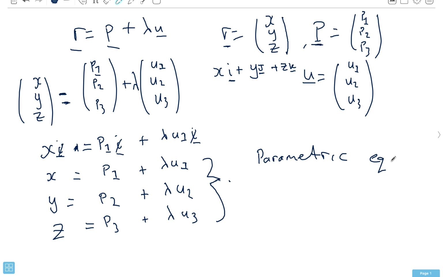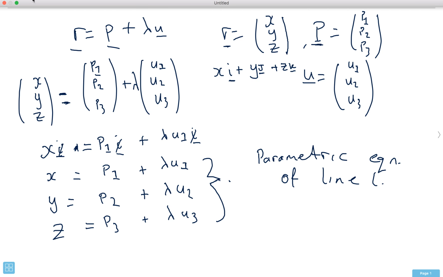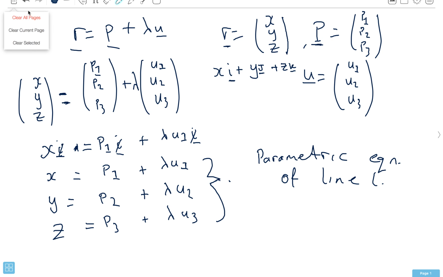And this is now what we call the parametric equation of the line L. So this was the vector equation, this was the parametric equation. Now there's one more form, the Cartesian equation. X is equal to P1. I'll just write it out again.